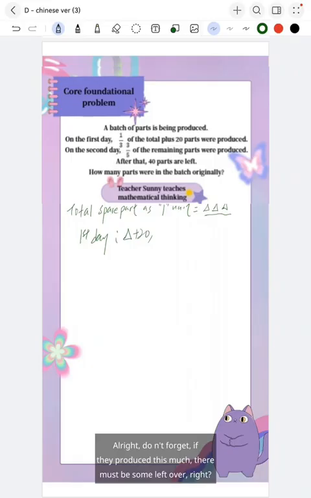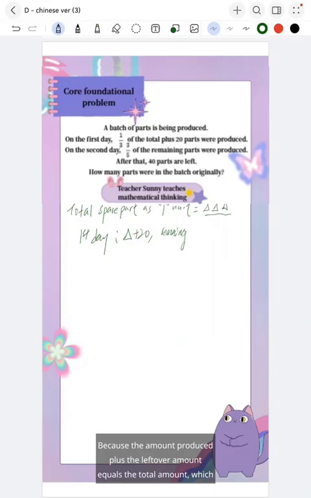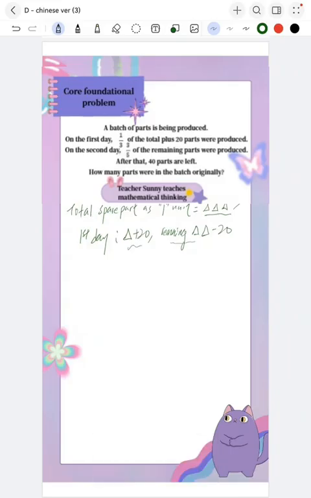Alright, don't forget, if they produce this much, there must be some left over, right? Because the amount produced plus the leftover amount equals the total amount, which is 3 triangles. So there are still 2 triangles left. Minus 20. Because the production amount plus the leftover amount must equal 3 triangles. Alright, that's clear. Now, let's look at the second day, when they produced 3/5 of the remaining.